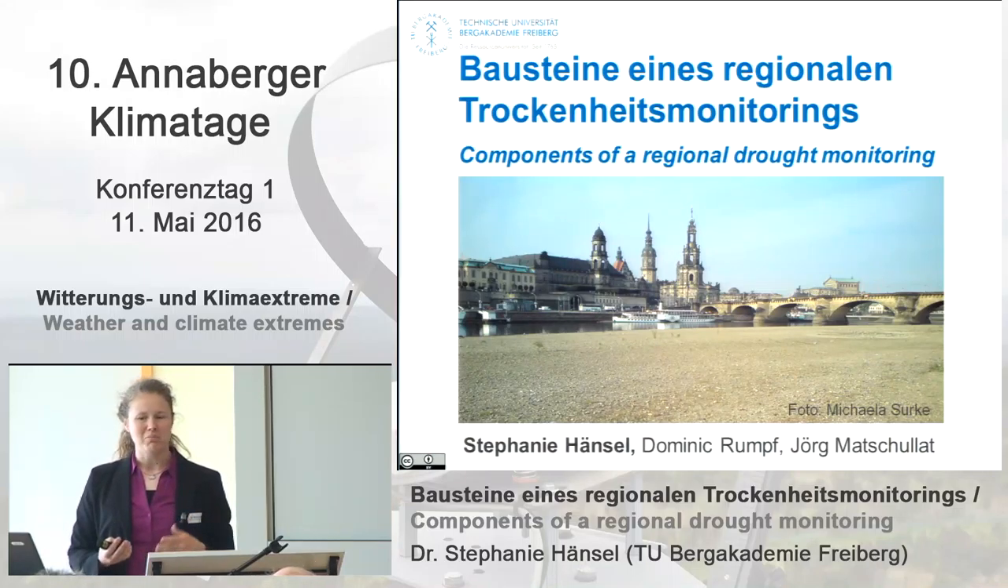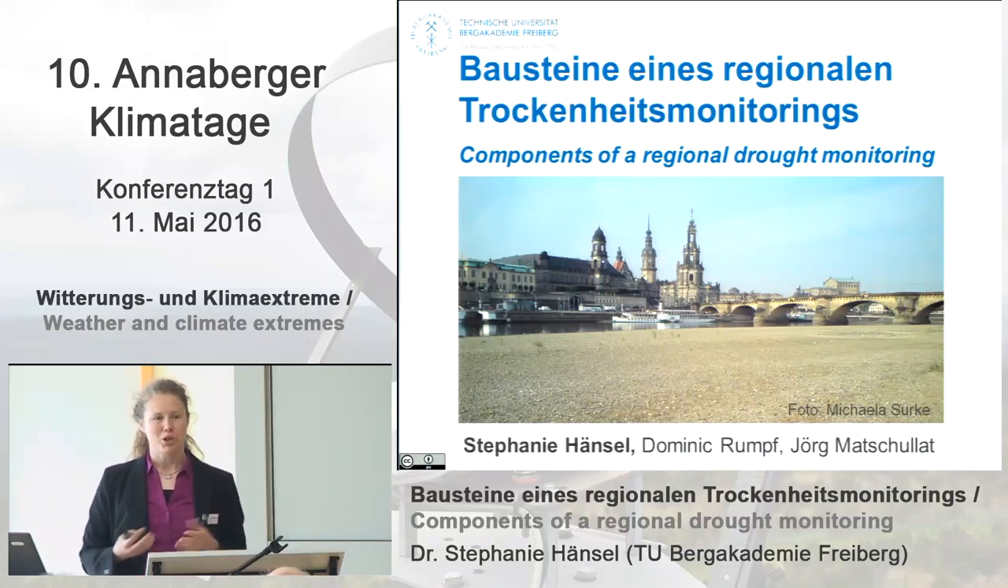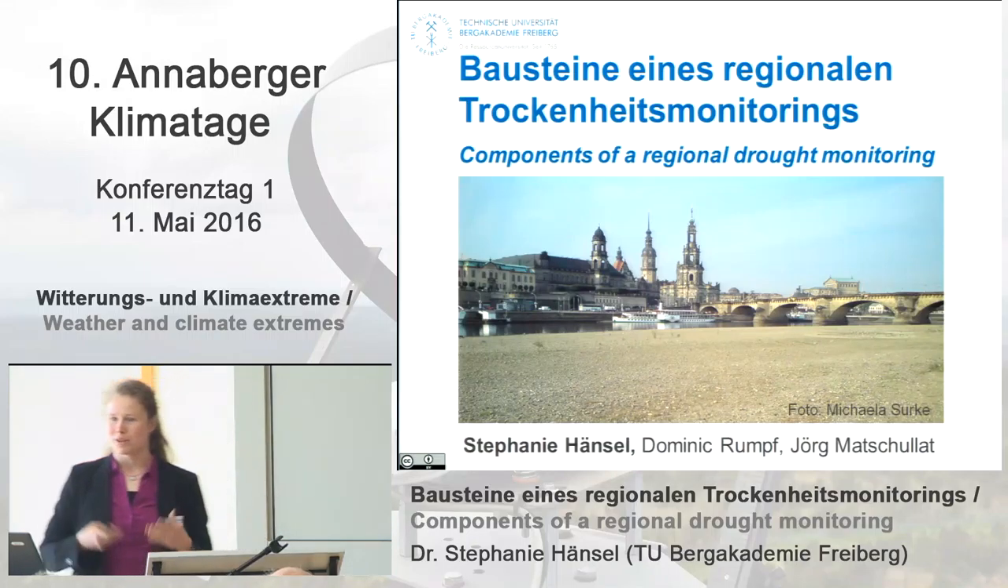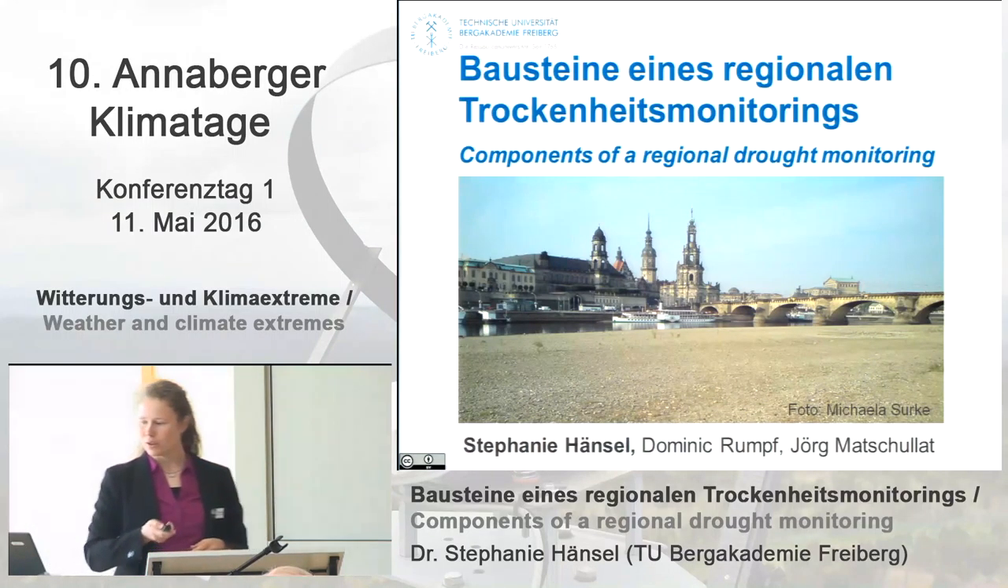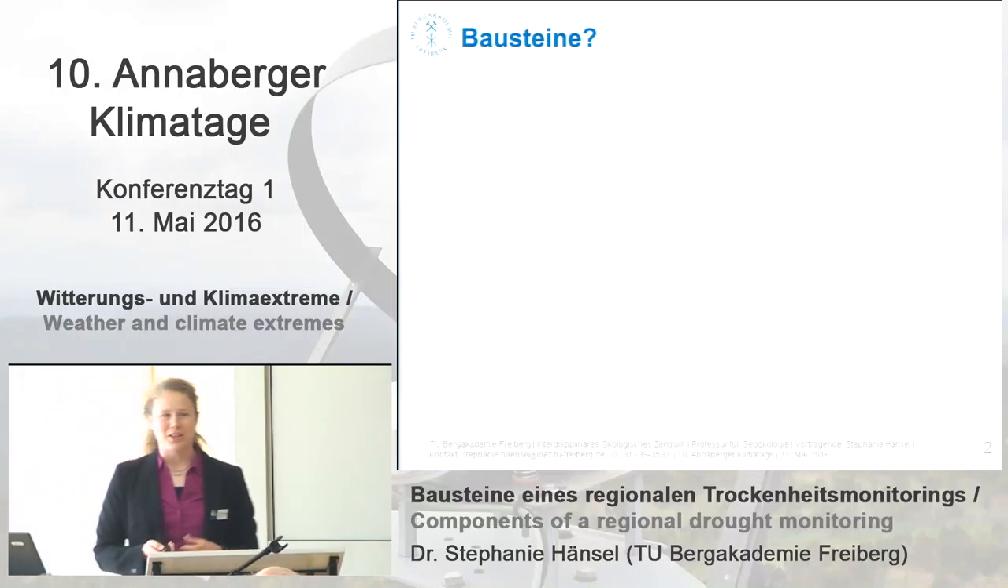So we are now speaking about the development of a regional drought monitoring, or dryness monitoring. So why are we doing this? There are dryness and drought portals which are offered and are not considered sufficient by users, not sufficient for our region, and that is why there is a general need in a more detailed, more specific system.